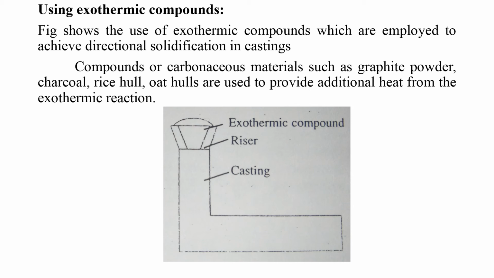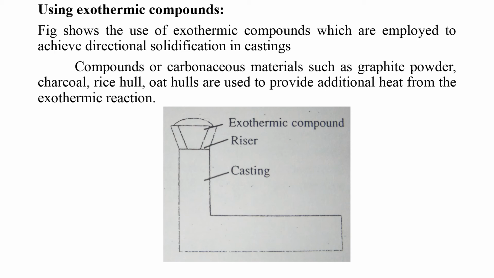The compounds are carbonaceous materials, for example, you can take graphite powder or charcoal or rice hull or oat hulls, which are used to provide the additional heat from the exothermic reaction. It is a very simple mechanism. That's why the exothermic compounds are used to achieve the directional solidification.